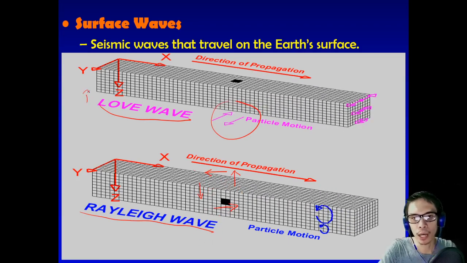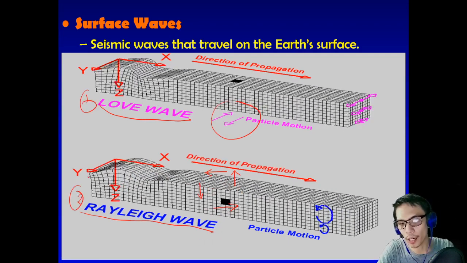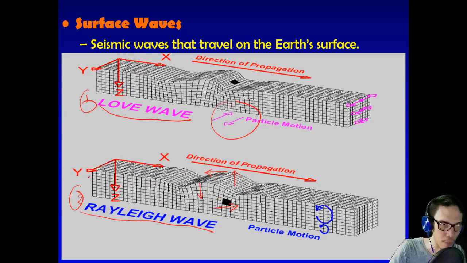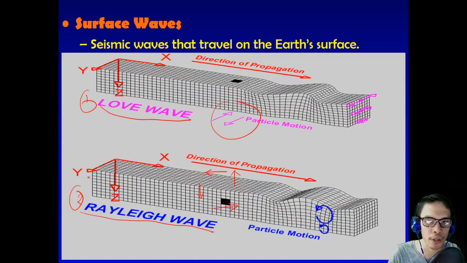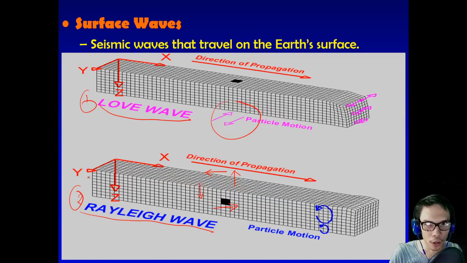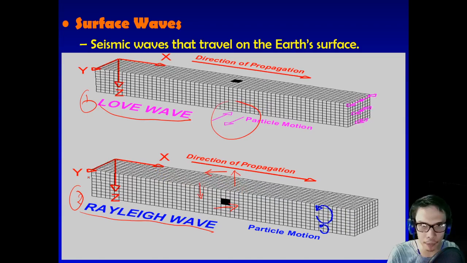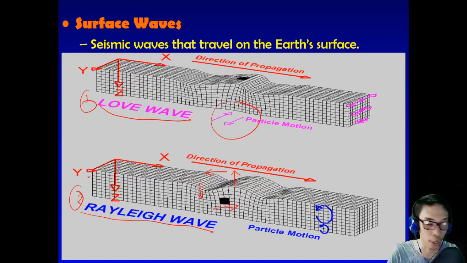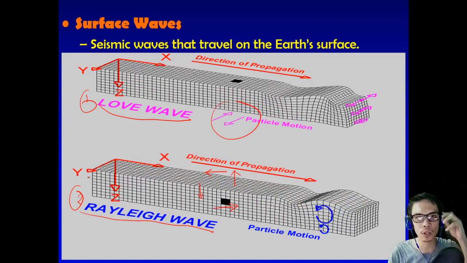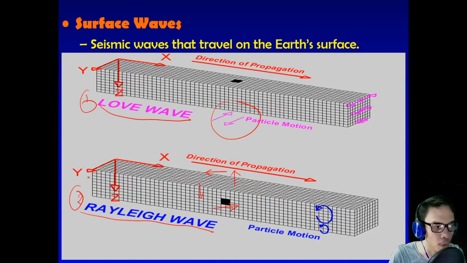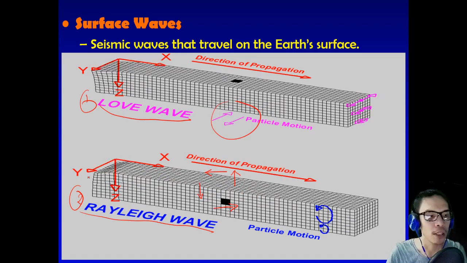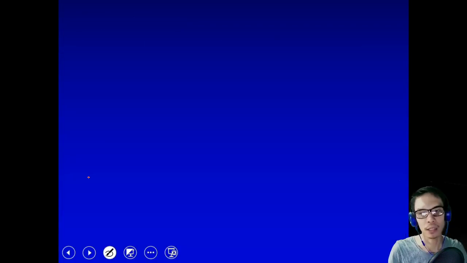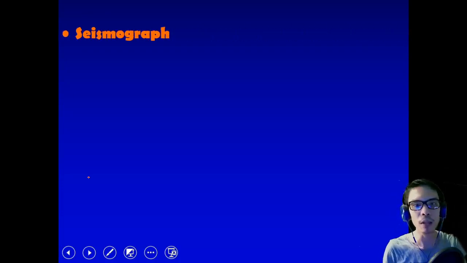So these two, the Love wave and the Rayleigh wave, are kinds of surface wave. Surface waves are under seismic waves. Let's have a quick recap. Seismic waves are vibrations that travel through the Earth. It might be a body wave or it can be a surface wave. So let's move on.